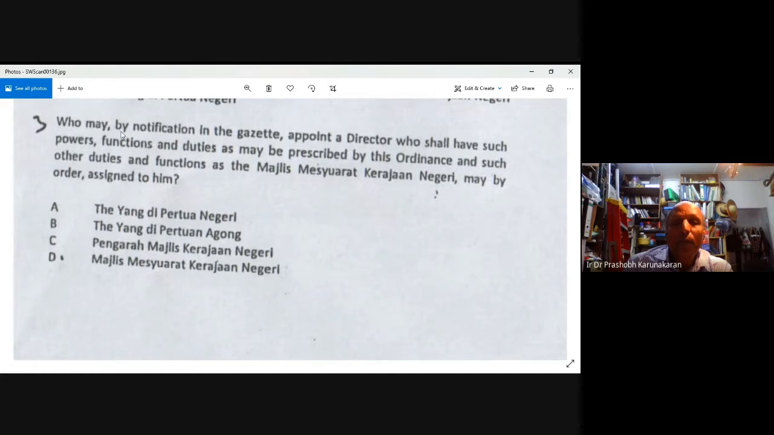Who may by notification in the Gazette appoint a director, who shall have the powers, functions and duties as may be prescribed in the ordinance, and such other duties and functions as the Majlis Mesyuarat Negeri may by order assign to him. So, appoint director.